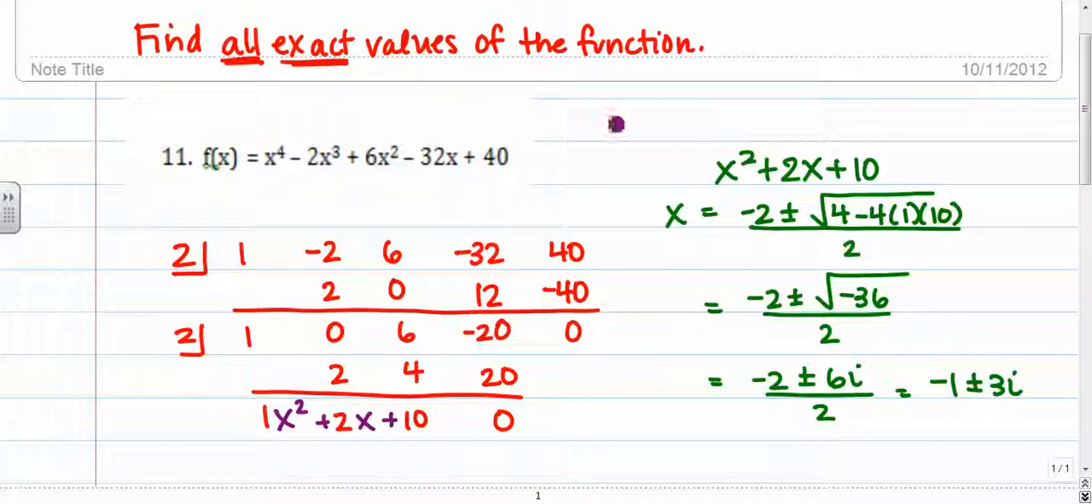So to sum up, our zeros are the 2 that we found from the graph, 2 and 2, which you only have to list once, it's fine, and then our remaining 2 that we found using our quadratic formula, negative 1 plus or minus 3i.